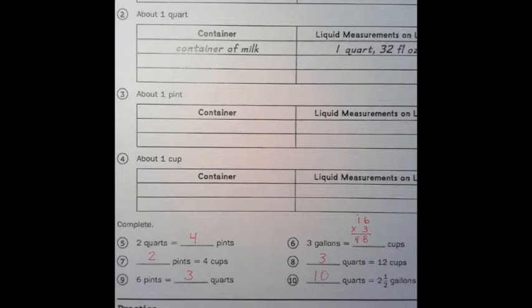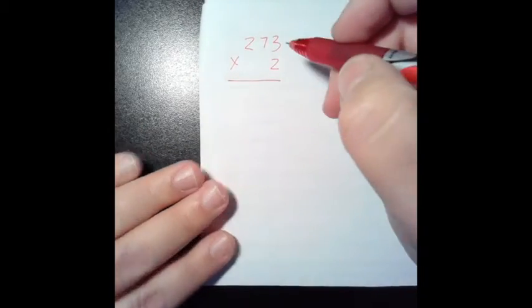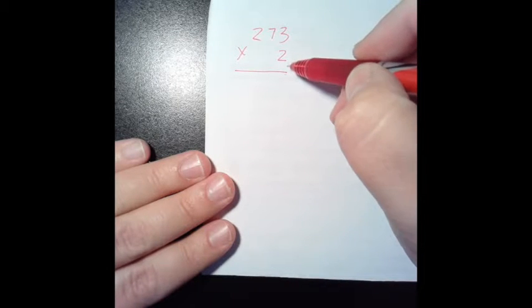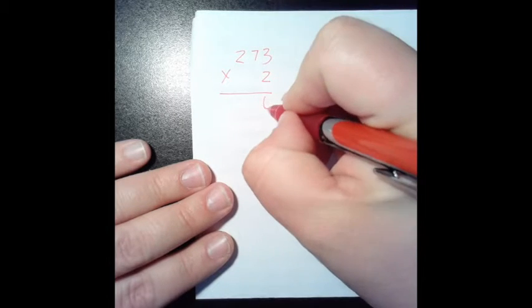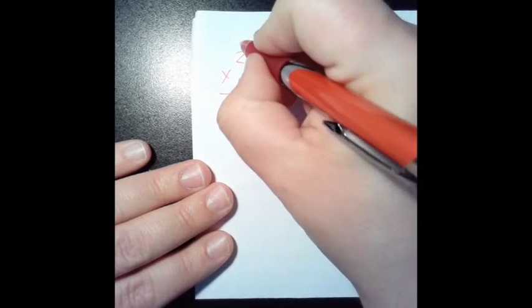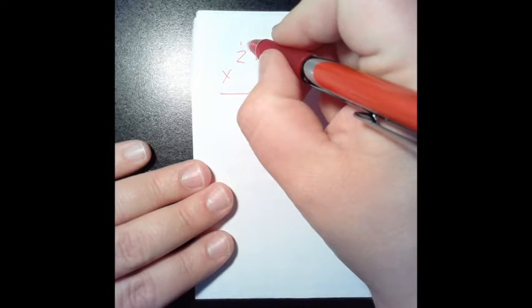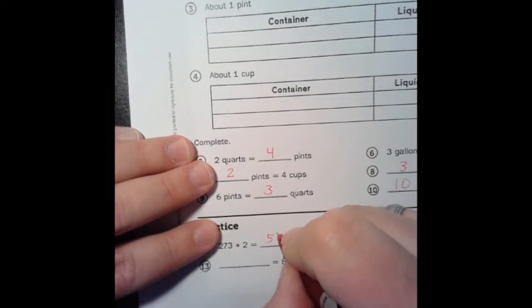Moving on to our practice, we have a couple of multiplication problems. I'm going to do 11 and 12 for you, and we're going to have you do 13 and 14 on your own. For 11, I'll do a traditional multiplication. So we're doing 273 times 2. We just go 2 times 3 is 6. 7 times 2 is 14. Carry the 1. And 2 times 2 is 4, plus the 1 would be 5. So it's 546. I'm going to put that on there, 546.